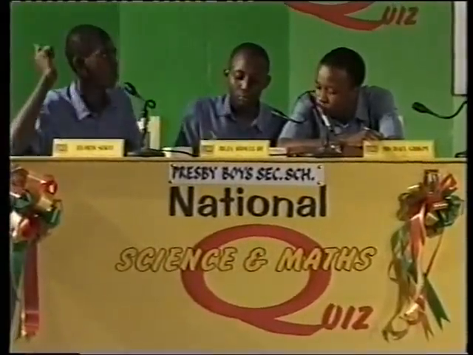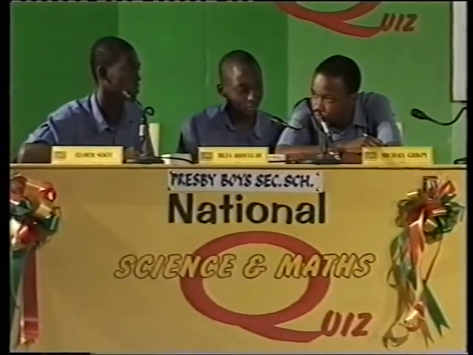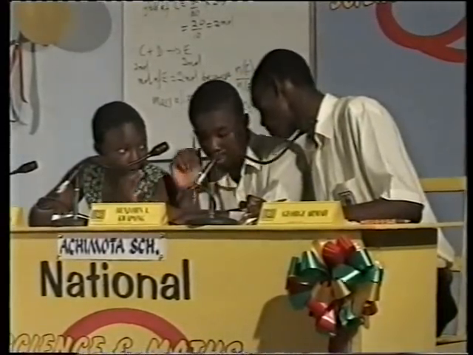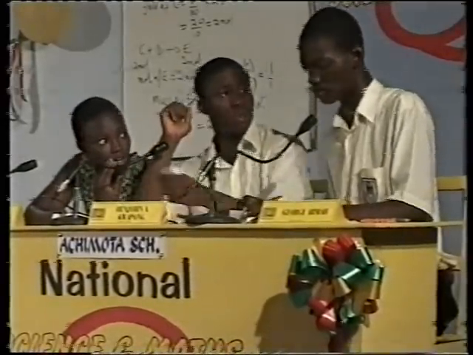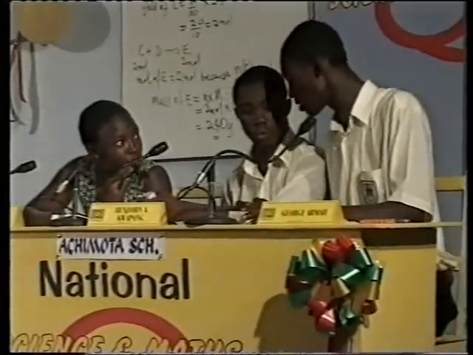Presec, gases diffuse at faster rates at higher temperatures. It's true. That is correct. Achimota School, the volume of a pyramid of height h and base area b is one third bh. Benjamin? False. I'm sorry, that... Presec, the light intensity probe is used for measuring light intensity in land habitats. Reza? It's false. That is correct.